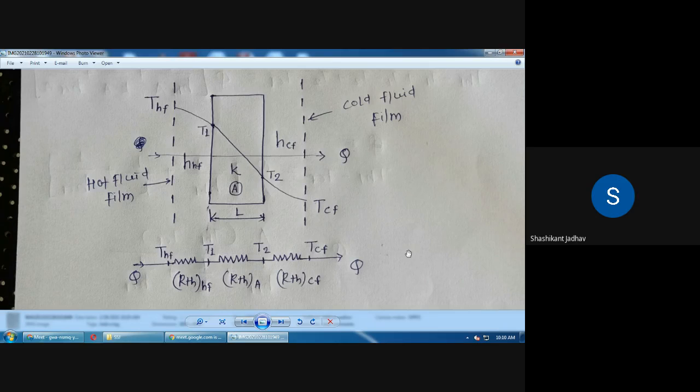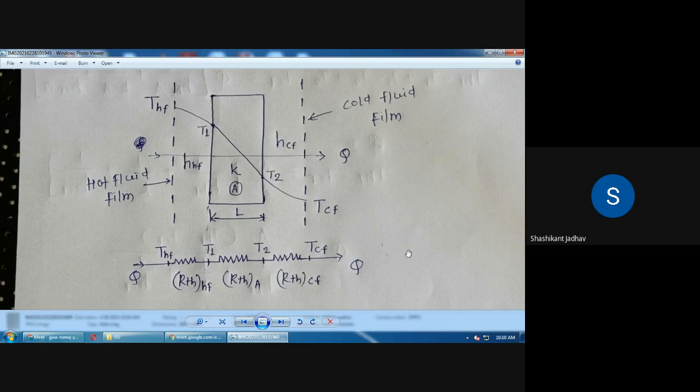So we have to write down the equation for the hot fluid. In that case, there is only convection. So what is the standard equation for the convection? That is Q is equal to H into A into temperature difference. We have already seen this, Newton's law of cooling. If convection is there, then what is the standard equation? Q is equal to H into A into temperature difference.